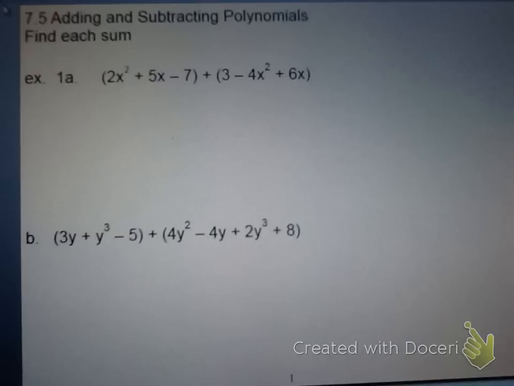Section 7.5 is adding and subtracting polynomials. To add and subtract polynomials, the first thing you have to do is clear your parentheses. The first parentheses, there is nothing in front of the parentheses, which is understood to be a positive 1. When you have a positive 1, you just drop the parentheses and write it as is.